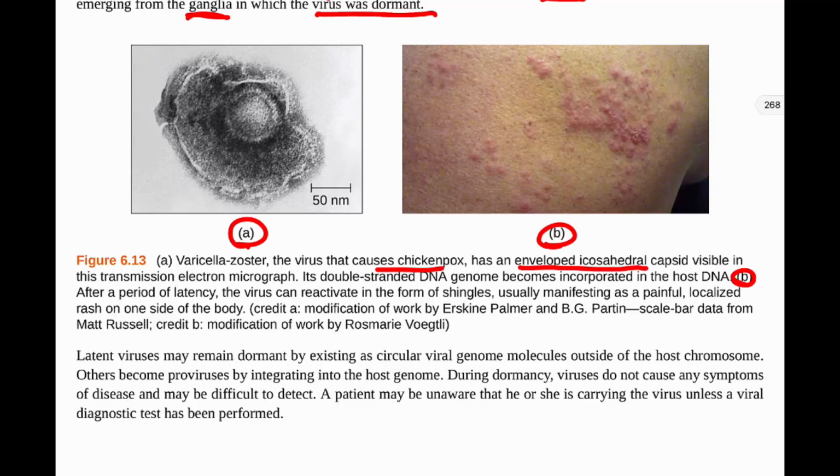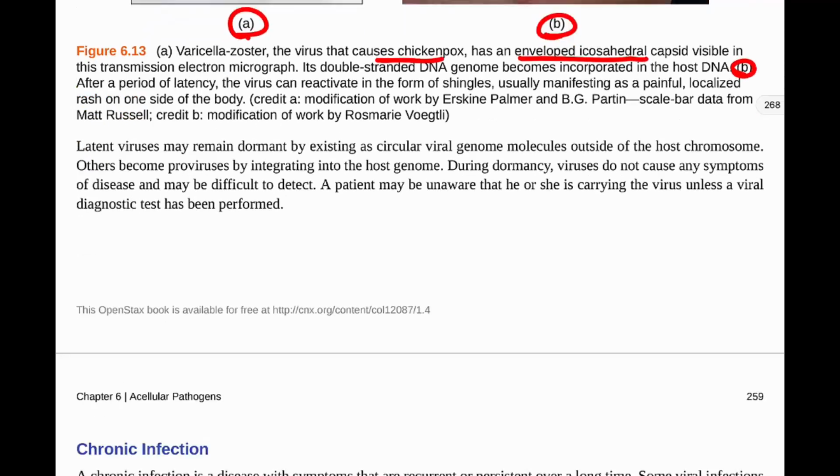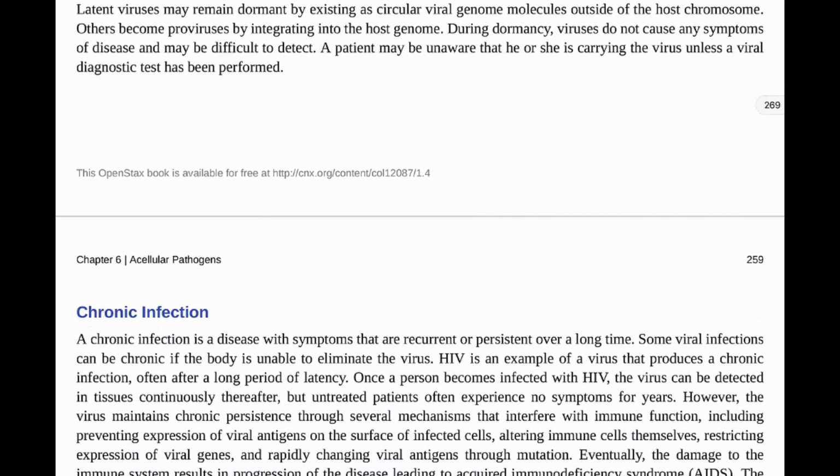So latent viruses may remain dormant by existing as circular viral genome molecules outside of the host chromosome. So that's also a little bit different. We don't have the situation where it's a provirus within the chromosome. It can be, but it's also seen that they can exist as a totally separate viral genome hanging out outside of the host chromosome, so not integrated. But others do become proviruses and integrate themselves into the host genome. So there are just those two differences that are seen.